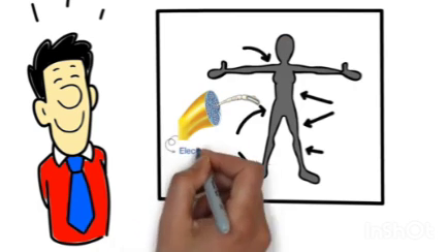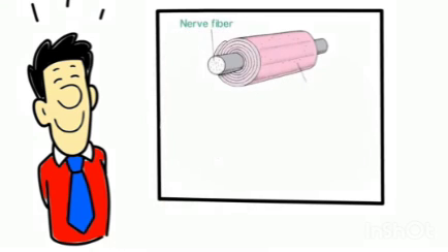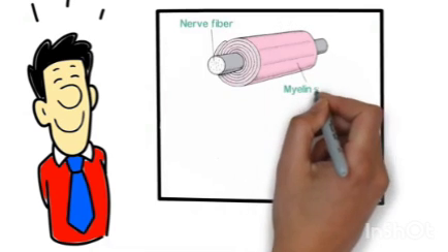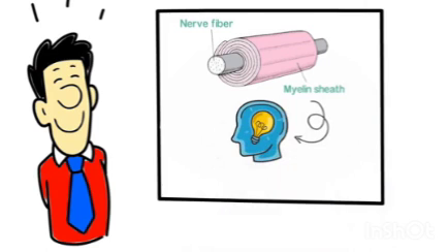These act like electrical cables. Each nerve fiber or electrical cable is surrounded by a protective sheath called the myelin sheath. The purpose of the myelin sheath is to help carry information from one area to the other more efficiently.